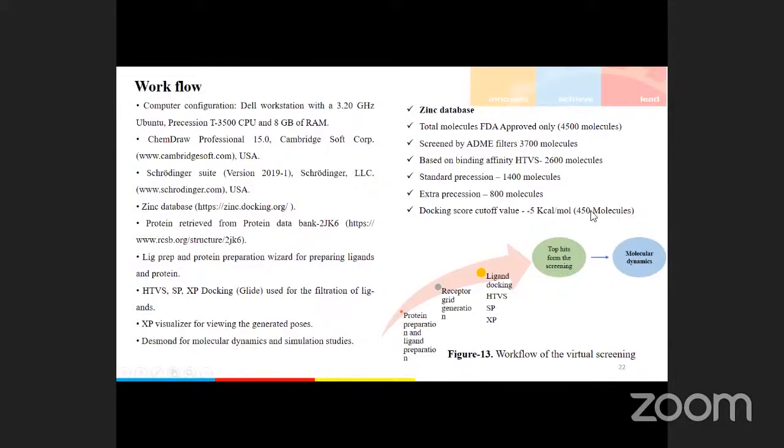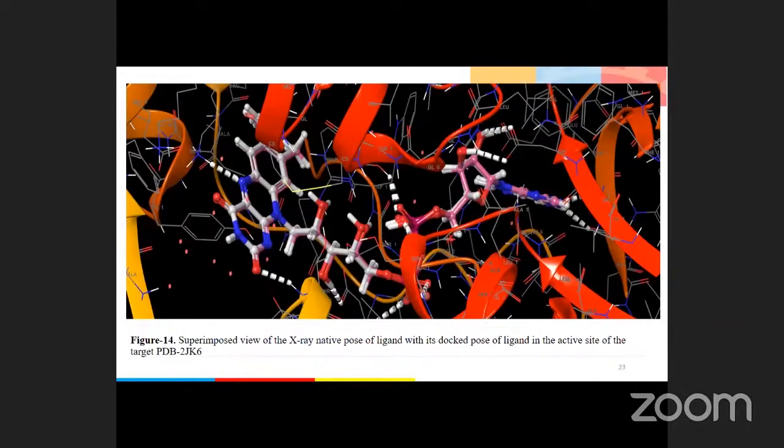So half of the things got filtered and we got only around 2015 molecules. Then we performed molecular docking. Then we got the hit. Then for that hit we performed molecular dynamics. So this is the simple workflow we have followed, and this is the validation part.